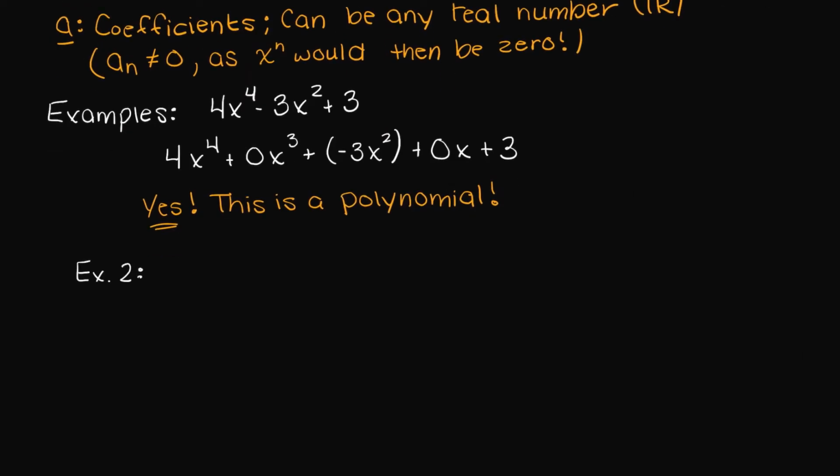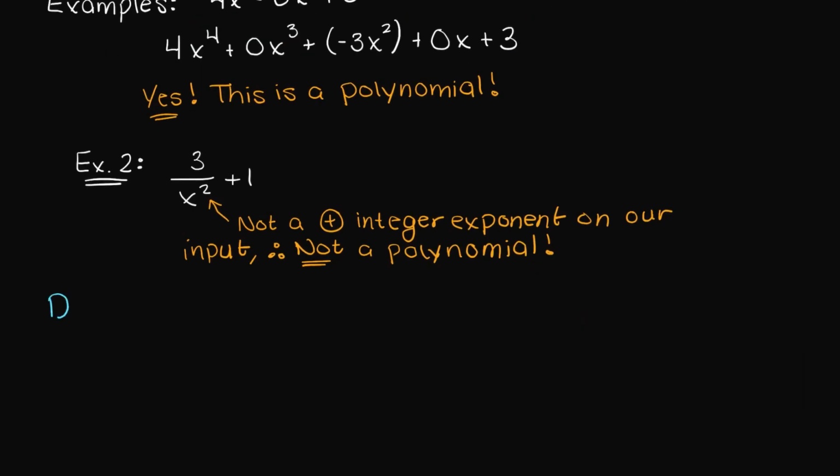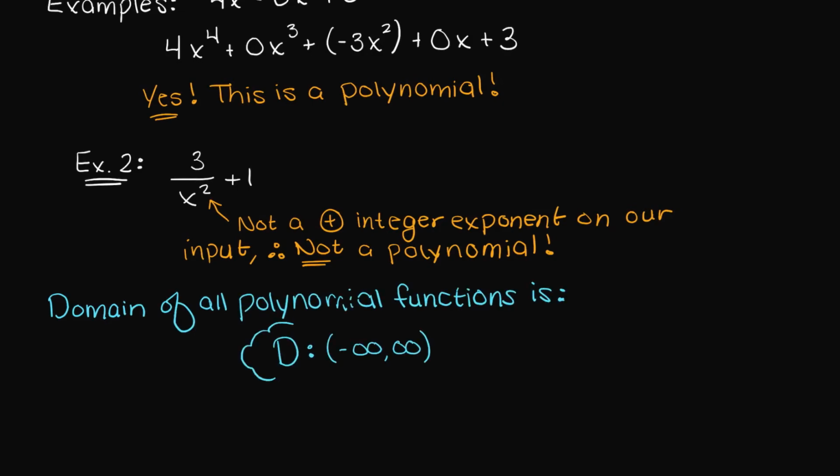Let's do another example. What if we had 3 divided by x^2 + 1? Well, our variable x doesn't have a positive integer exponent, and therefore this is not a polynomial. Another interesting thing to note is that the domain of all polynomial functions will always be all real numbers, as a divide by 0 and a negative under a square root are both impossible.